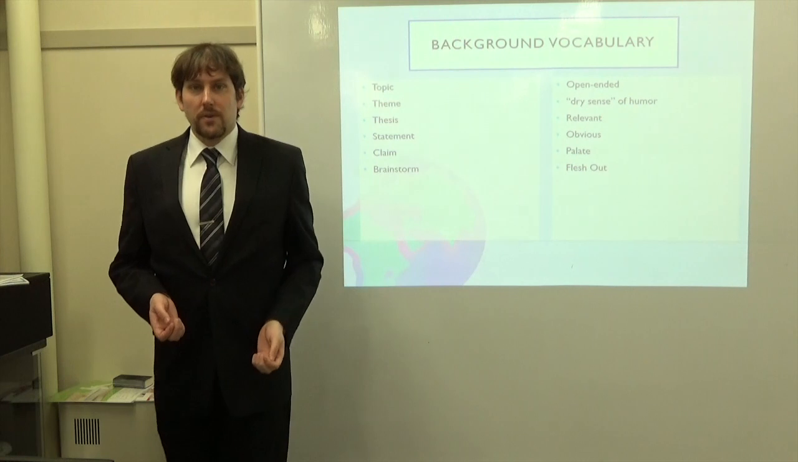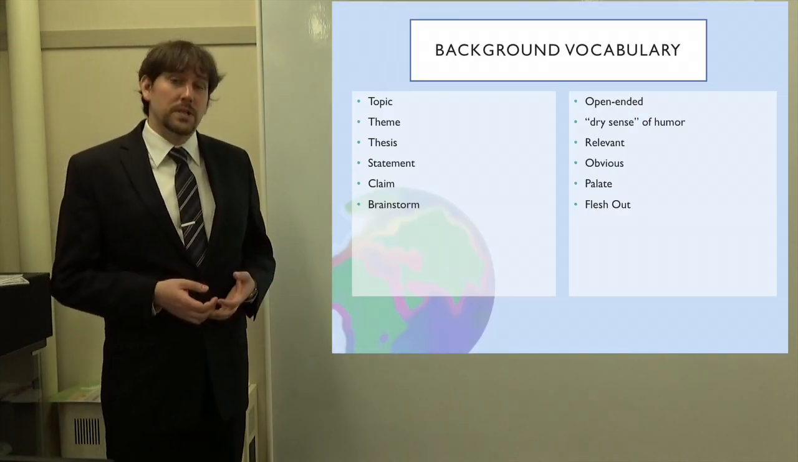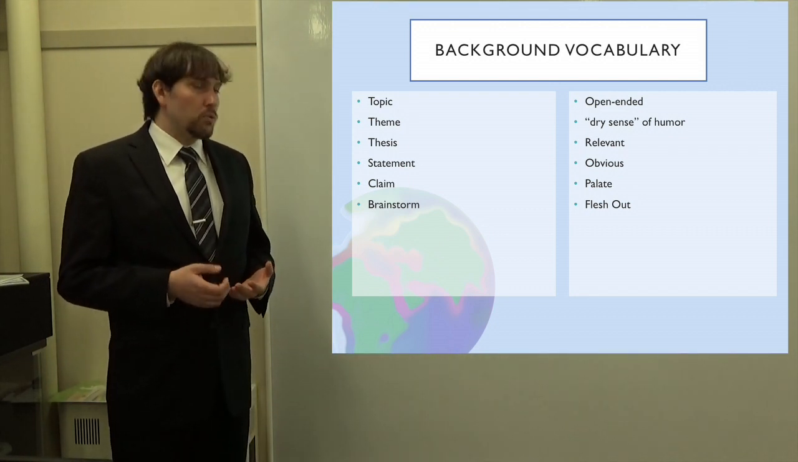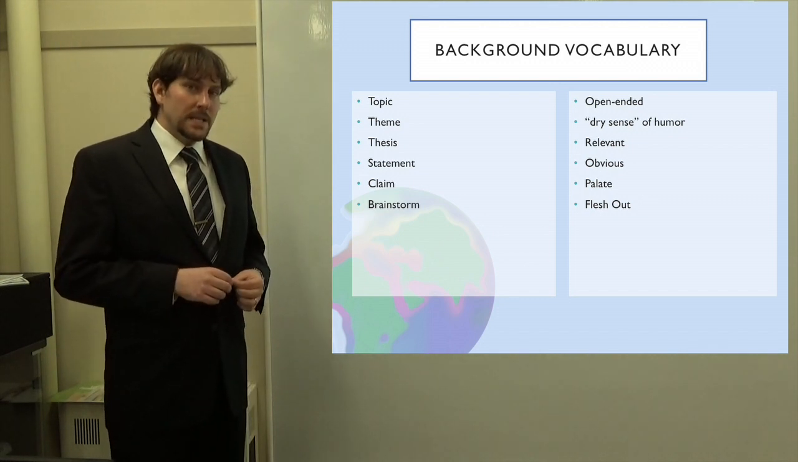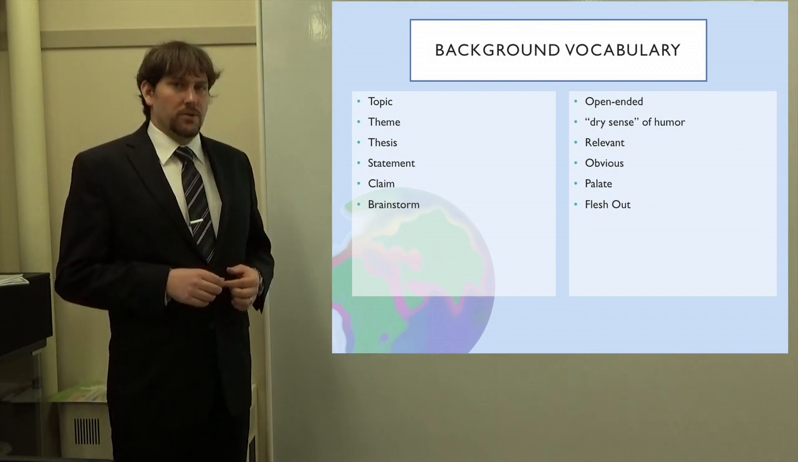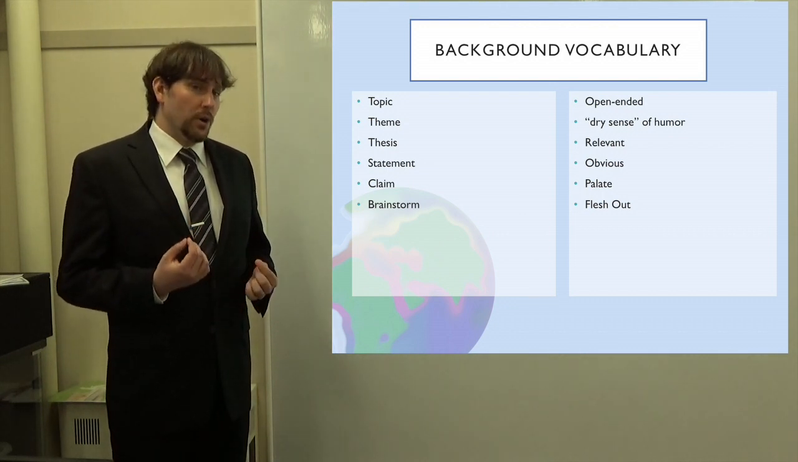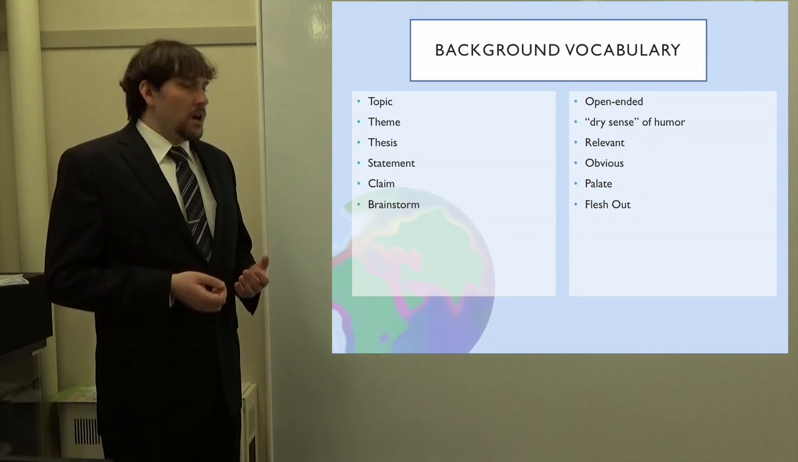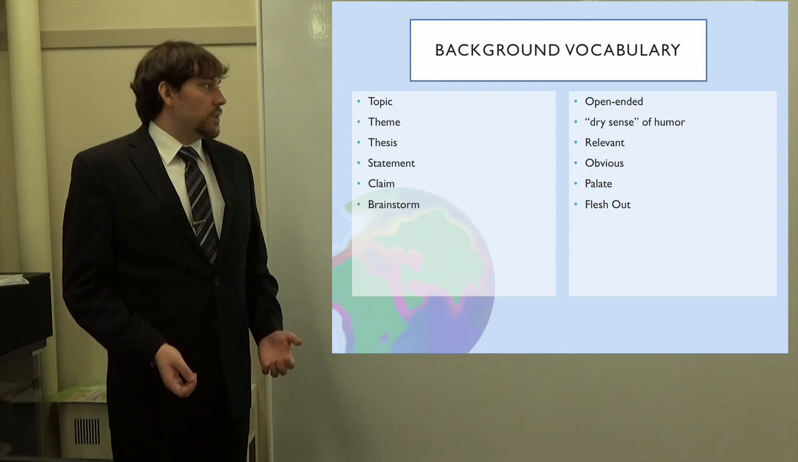The terms on the left are going to be key terms in the class, and you'll see them taught in a lot more detail in some of the other videos. The terms on the right are English terms that we're not sure that you would know. Open-ended means that there is no decided answer. Dry sense of humor is a type of telling jokes that involves a lot of sarcasm. Relevant means that something matters, that it connects to what we're talking about and dealing with.